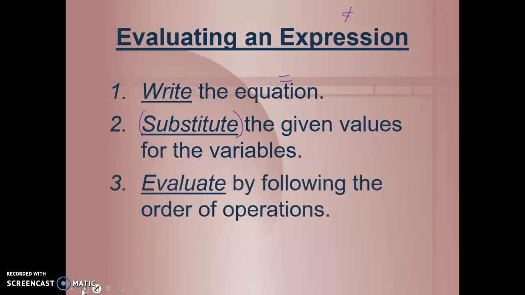And then evaluate by following the order of operations, which we learned last chapter was G, E, M, D, A, S. G stands for grouping symbols, E for exponents. We'll do multiplication and division at the same time from left to right, and addition and subtraction at the same time from left to right.